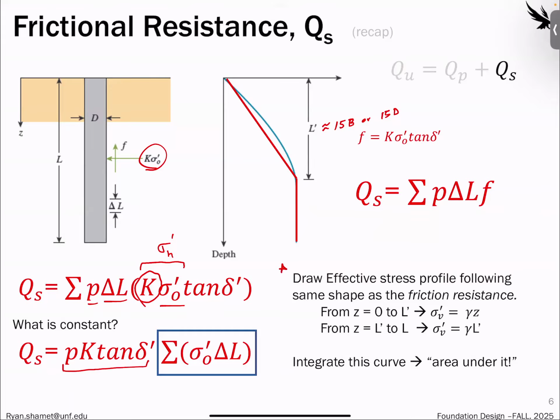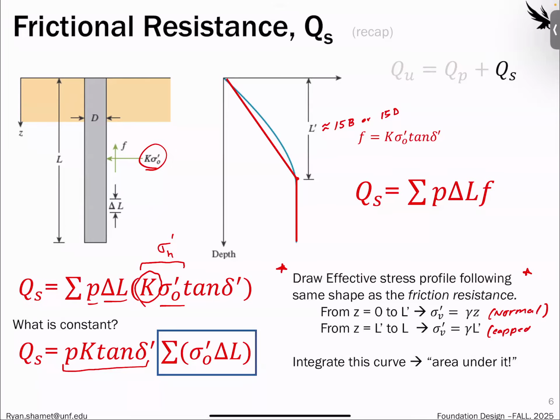So essentially what we do is we draw the effective stress profile following this resistance, where from the top of the pile to the critical length, or L prime, we have this normal increase of in situ vertical stress. So this is normal. But then once we reach this L prime, for the remainder of the length, we essentially have it capped. So we have that value capped at whatever this is. So we have this little piecewise function here that follows it.